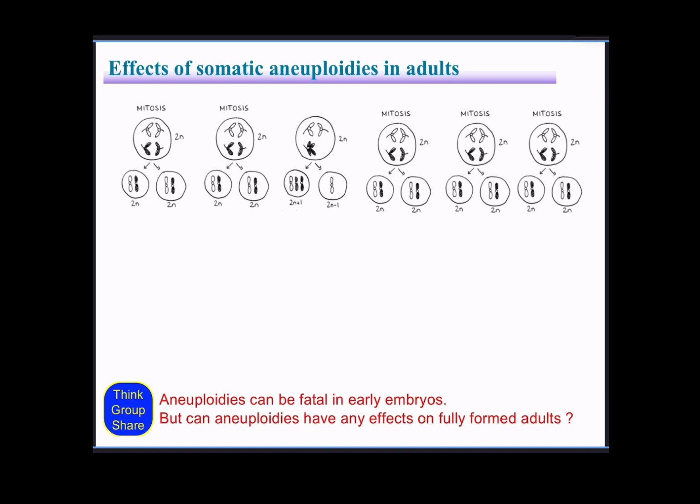Or non-disjunction. No, I was just going to say, wouldn't that be more like UV damage to the cell? And that UV could be causing permanent damage in the form of genetic mutations, not necessarily these aneuploidies. Yeah.